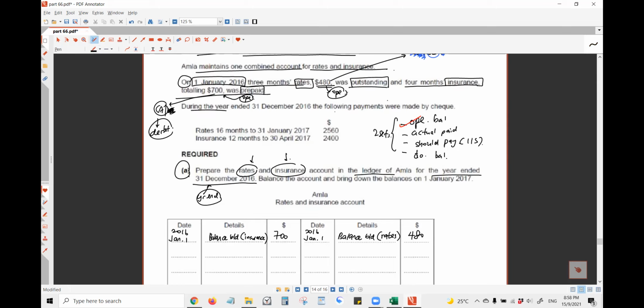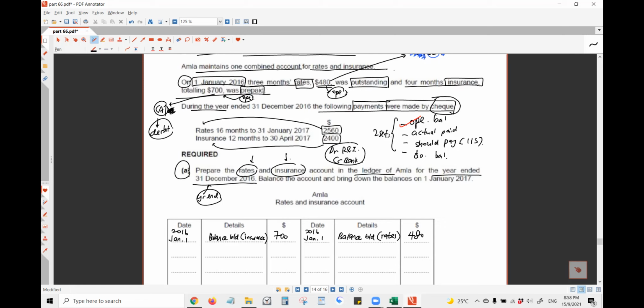Now continue to read. During the year, the following payments were made by check. Here it tells you the amount you have actually paid. 2560, that's the payment for rates. 2400, that's the payment for insurance. Entries: credit bank. How do I know bank? Because it says check. Credit bank, and then debit the rates and insurance accounts.